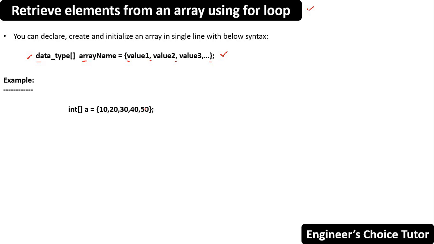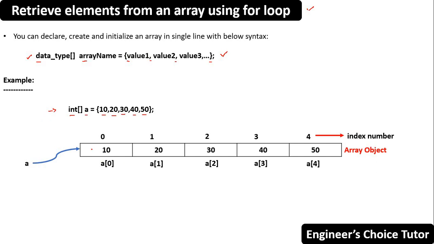See this example. Here I have an int array a, which is equal to, inside the curly braces, 10, 20, 30, 40, and 50. So what will happen at this line? Because of this line, an array object will be created and initialized with the values 10, 20, 30, 40, and 50. This is an array object, right? It got created, and a is a reference variable of an array which is referring to this array object.